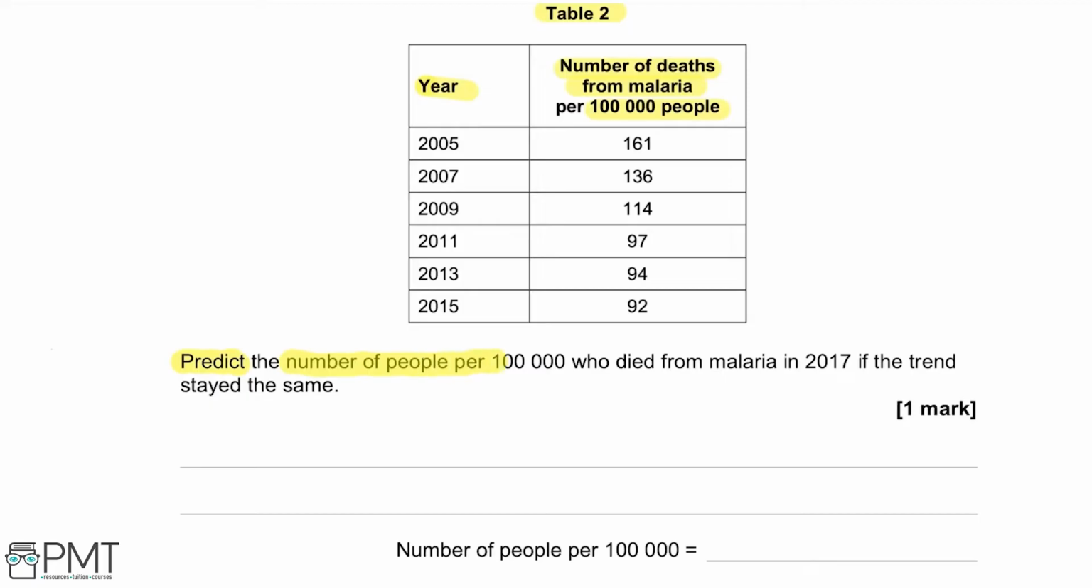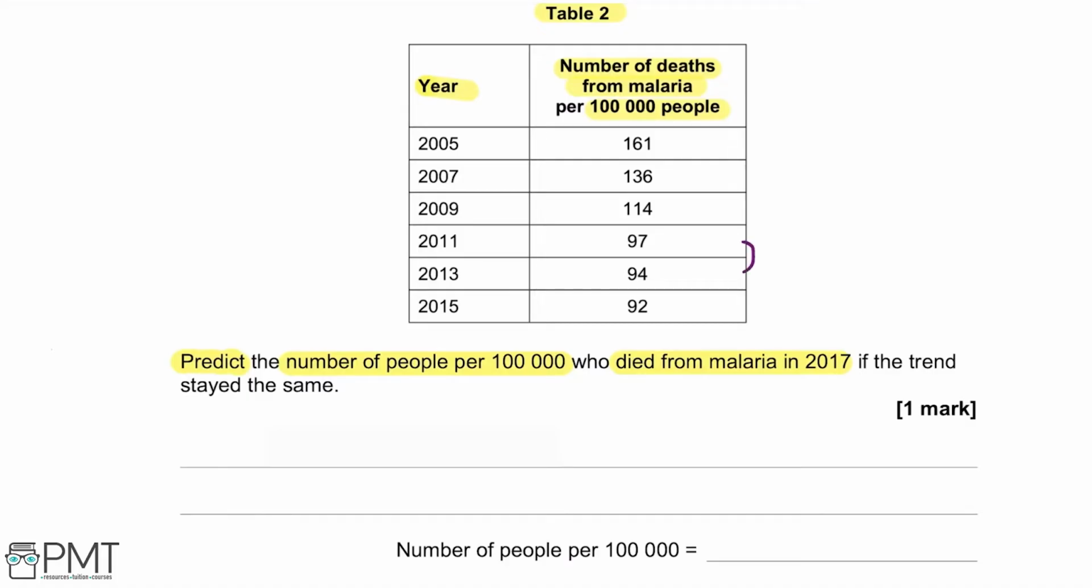Predict the number of people per 100,000 who died from malaria in 2017 if the trend stayed the same. So here we want to start by having a look at the trend over the last few years to see if we can predict what's going to happen in the next 2 years to get to 2017.